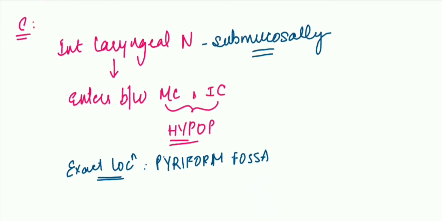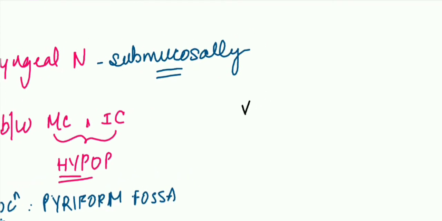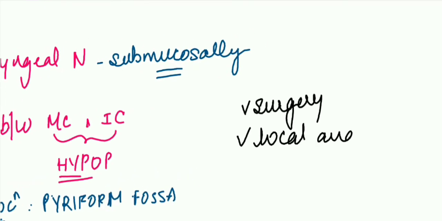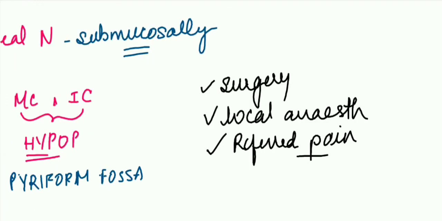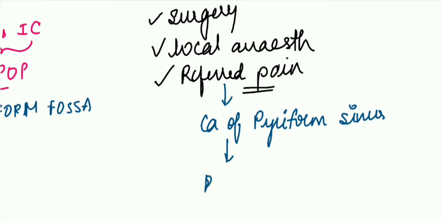So how is this implicated? In surgery, where one needs to be careful while operating this region, also when one can administer local anesthesia to this nerve, and the most important one being the referred pain. In cases of carcinoma of the pyriform fossa, one feels the referred pain at the ear.